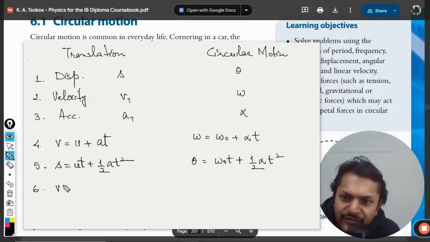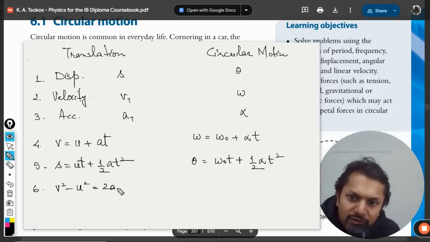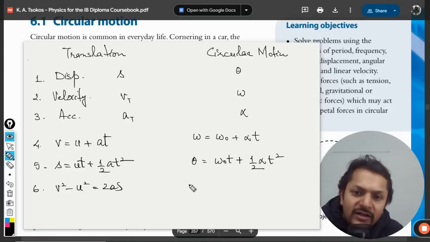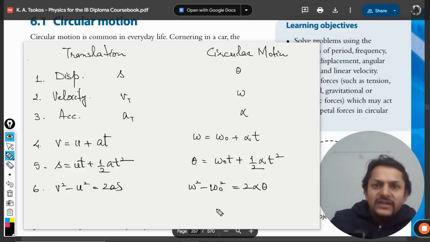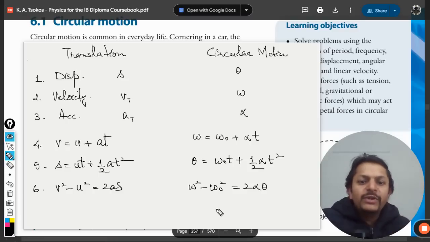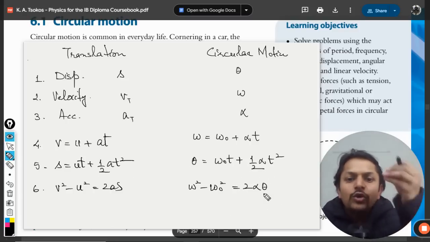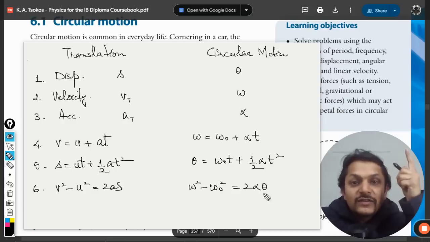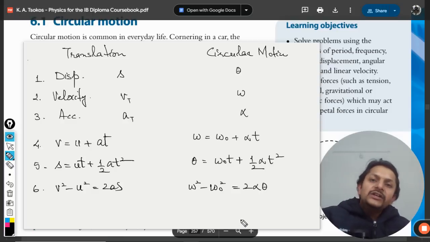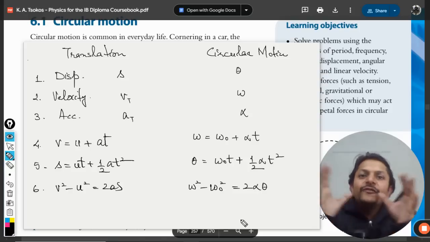Point number 6, v square minus u square is equal to 2as. Final angular velocity is omega, initial is omega naught. In place of a, we are just replacing alpha. In place of s, we are replacing it with theta. So it is omega square minus omega naught square is equal to 2 alpha theta. So similarly, we can create as many formulas as you want.